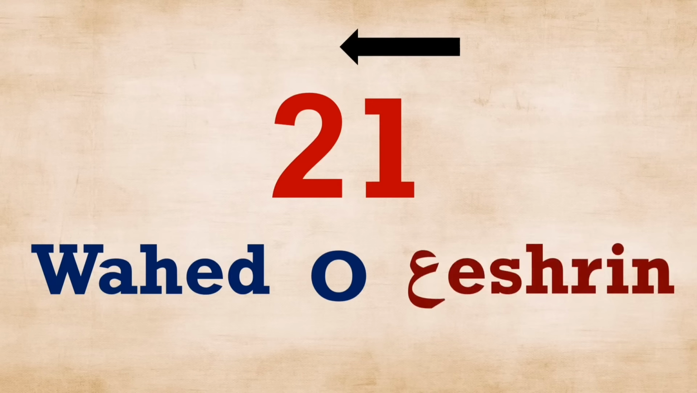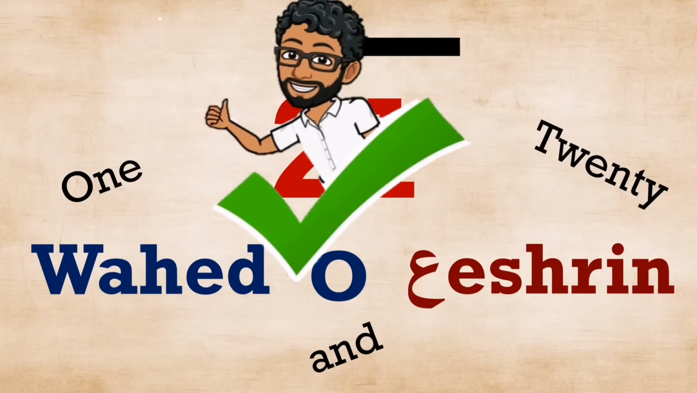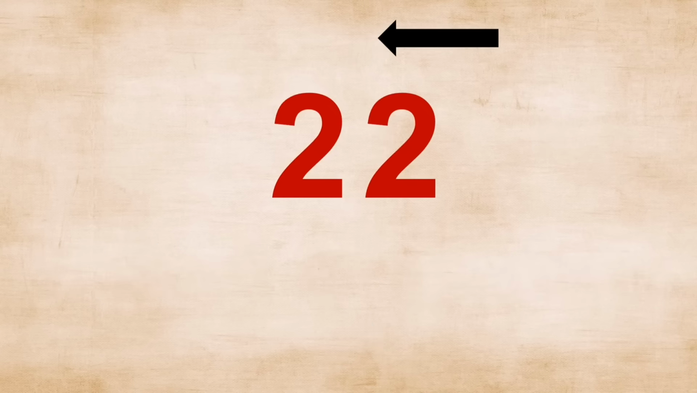واحد و 20. So the word واحد means 1. The letter و is the equivalent of and, and 20 is 20. So let's repeat it again. واحد و 20. Can you try to say it? Awesome! Let's move to the next one.